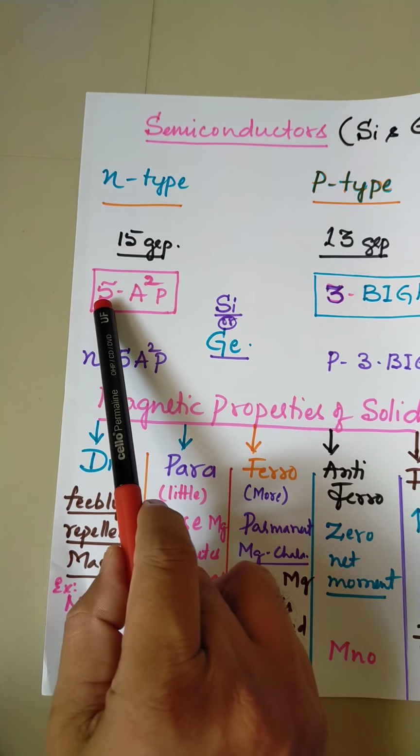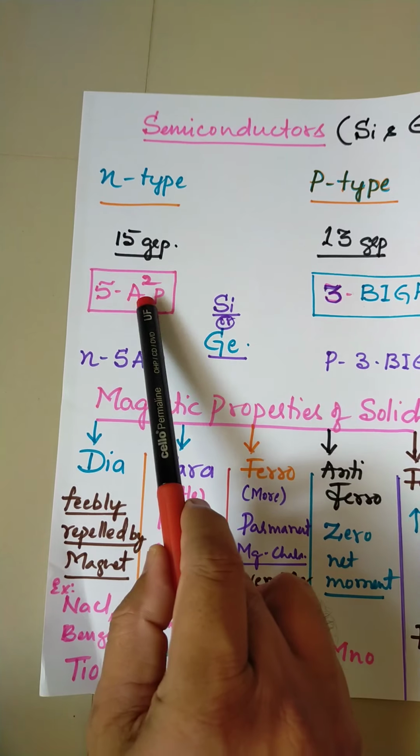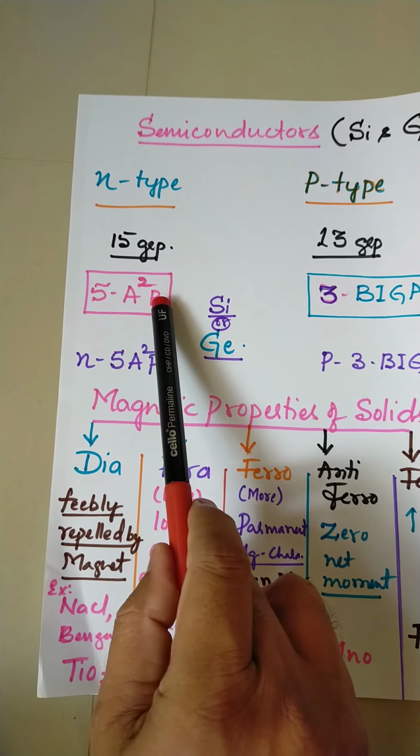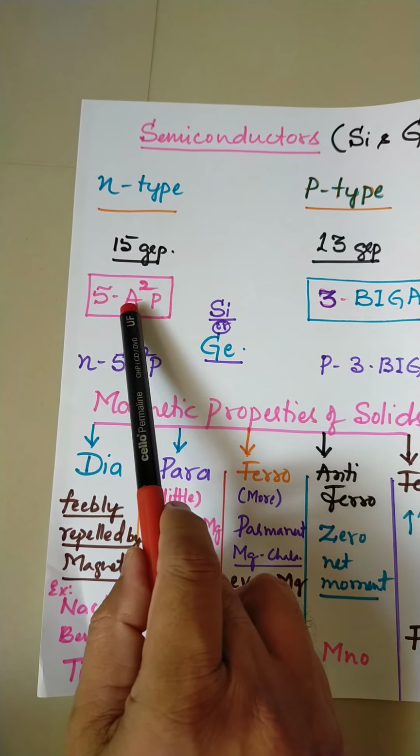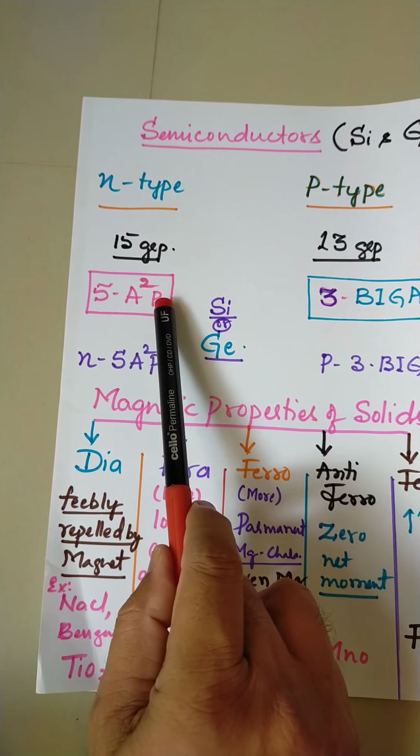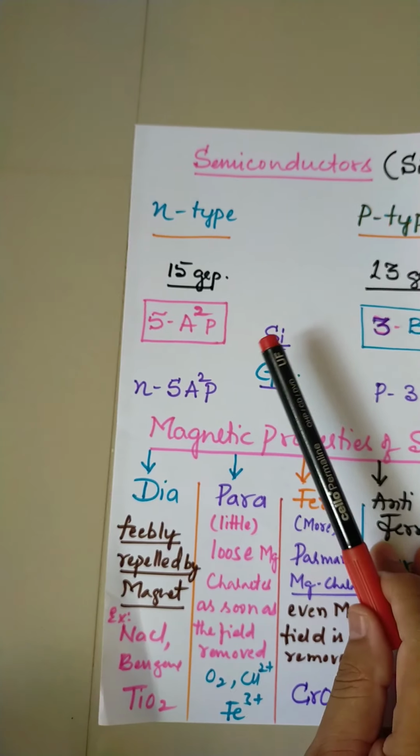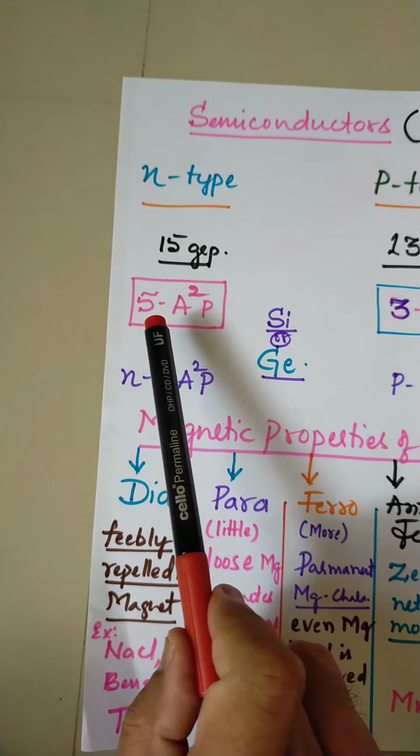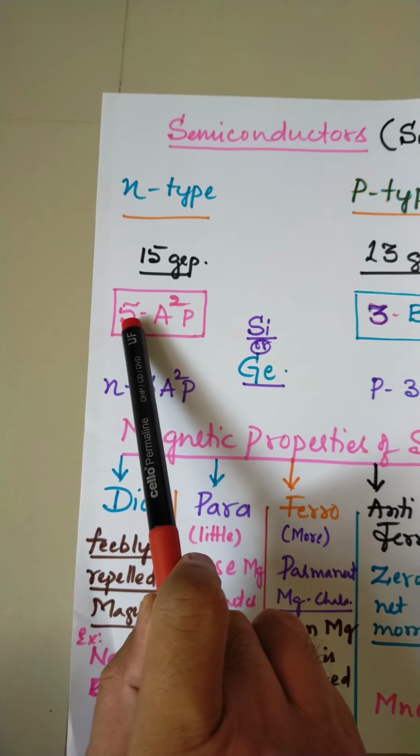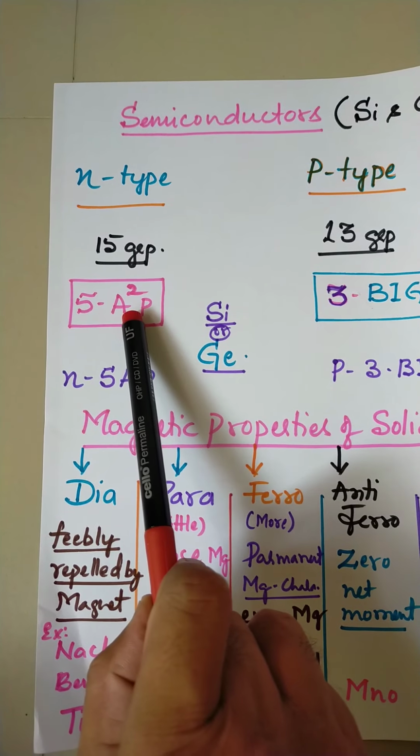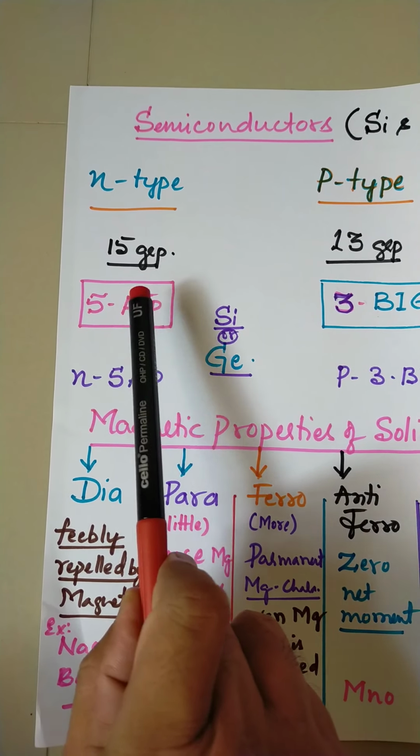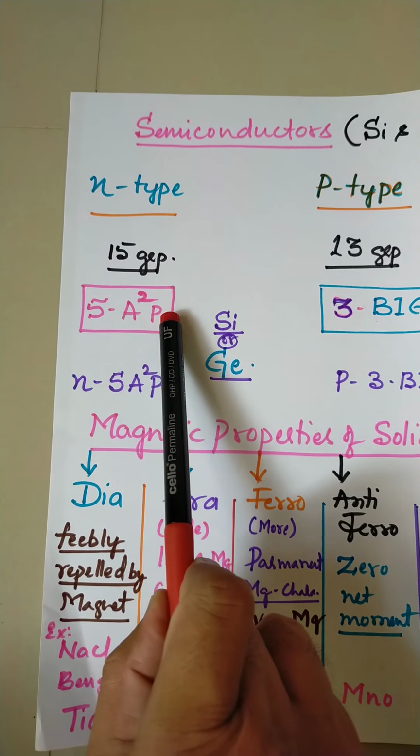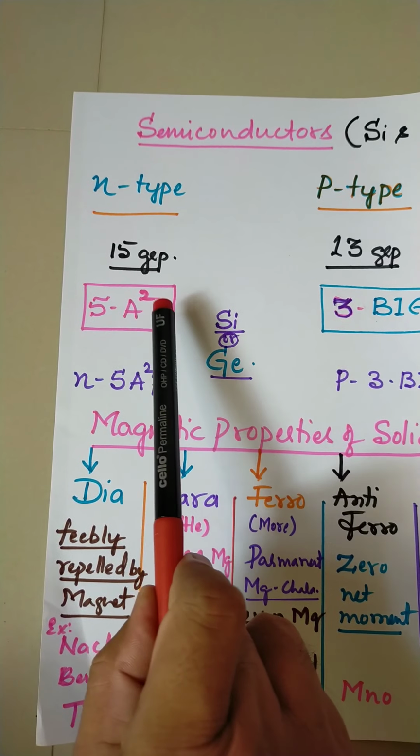Pentavalent impurities like A square P: I have just taken an abbreviation, nothing else. Antimony, arsenic and phosphorus. For our understanding, it doesn't have to be done this way, you can take whatever you like. 5 means pentavalence, and A square means 2 A's are there. First is antimony and arsenic, and the third one is phosphorus. Only limited examples: antimony, arsenic and phosphorus.